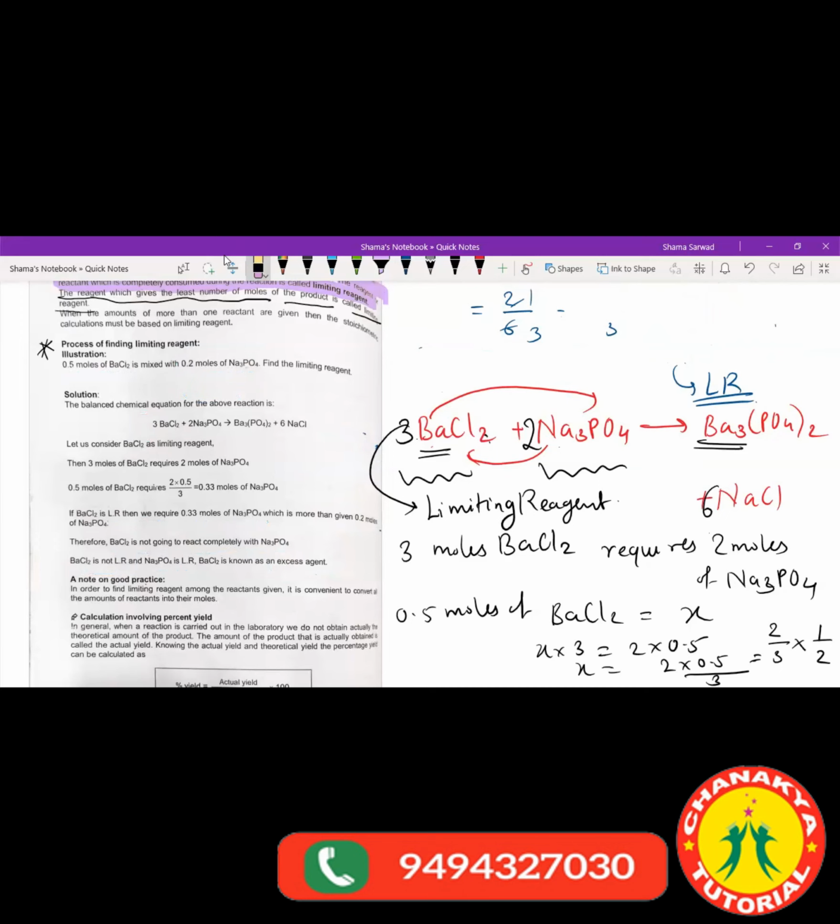Now, calculations involving practical yields, that we will see what it is exactly. Your chapter is about to end today. Maybe it will end.